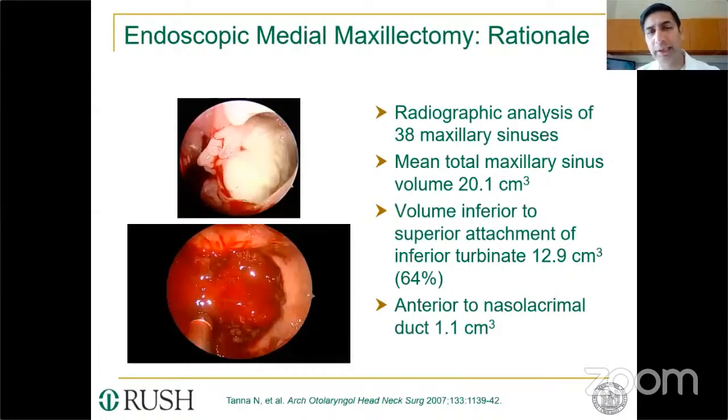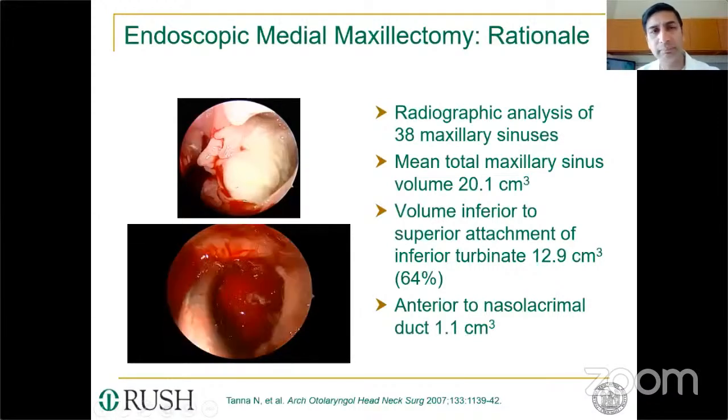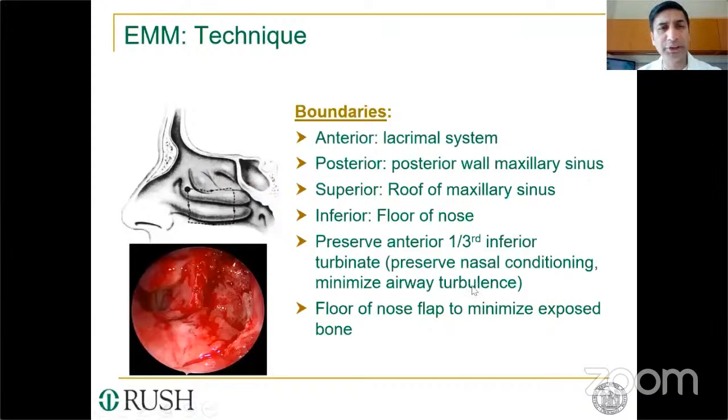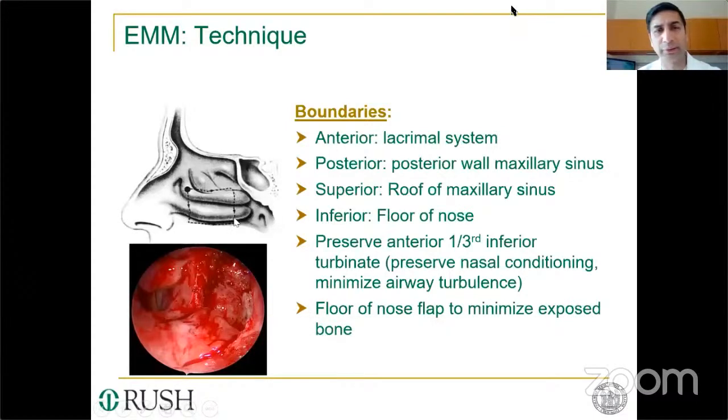And anterior to the nasolacrimal duct is almost a centimeter. So these are your boundaries for the medial maxillectomy. Anteriorly is the lacrimal system. Posteriorly is the posterior maxillary wall, roof of the maxillary sinus or the floor of the orbit, and the floor of the nose.